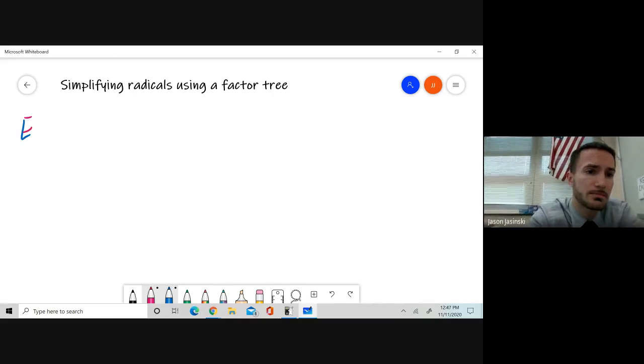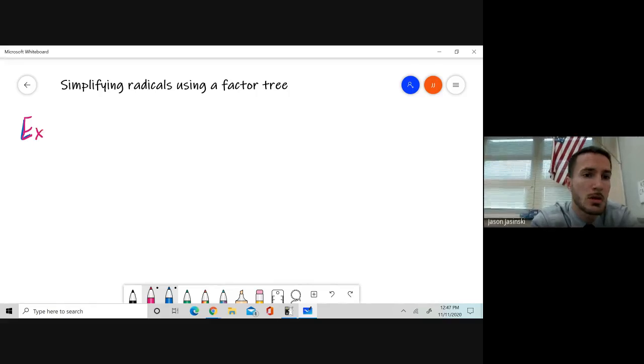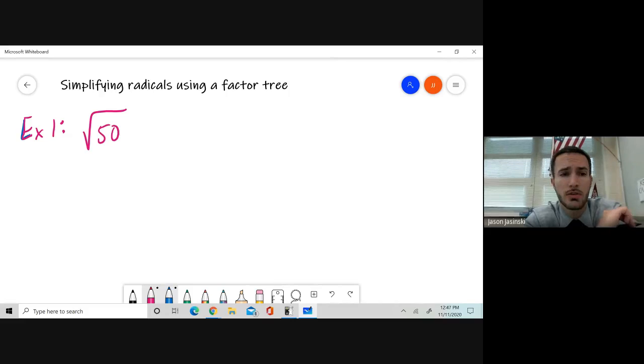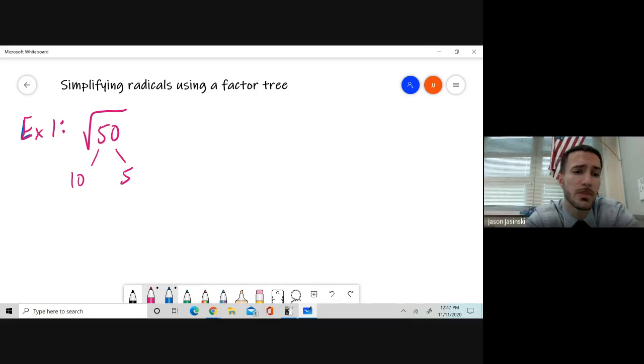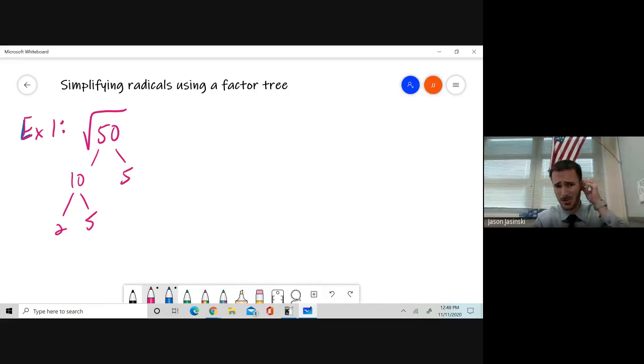Example 1 would be the problem square root of 50. All right, so you think of any factors that multiply to 50. So I'm thinking of 10 and 5. You also could do 25 and 2. Keep breaking the factors down until you get prime numbers. Okay, prime numbers are numbers that have no other factors besides 1 and the number itself.